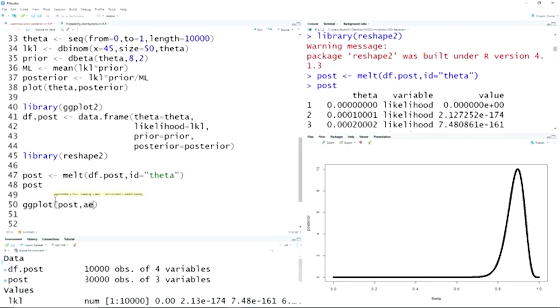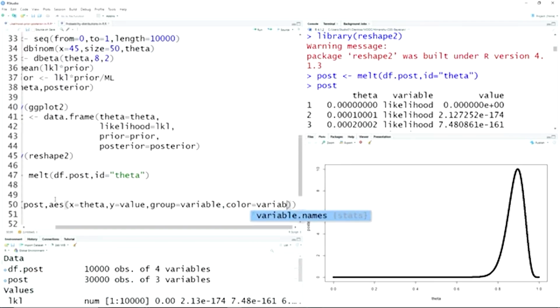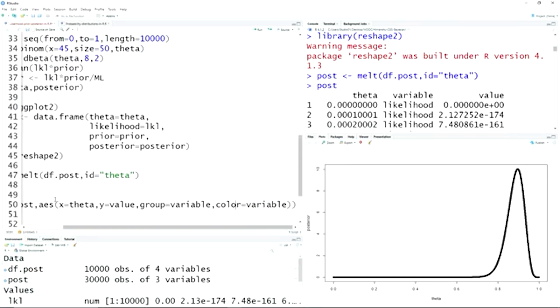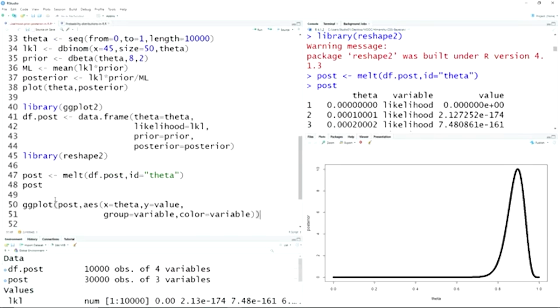Data frame. On the x-axis, I always want the parameter theta, so values of theta, right? On the y-axis, I want value from this data frame. So basically the value of likelihood, prior and posterior. And I need to group them by variable. Okay. I can also have color equal to variable. That would also help a bit, so that I get different colors for likelihood, prior and posterior.